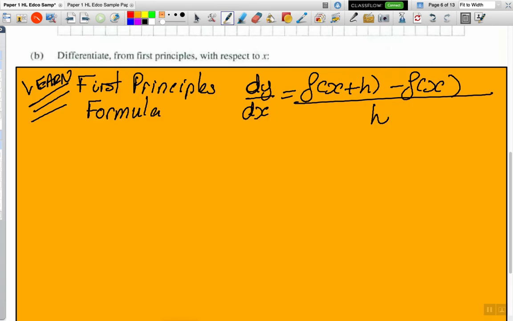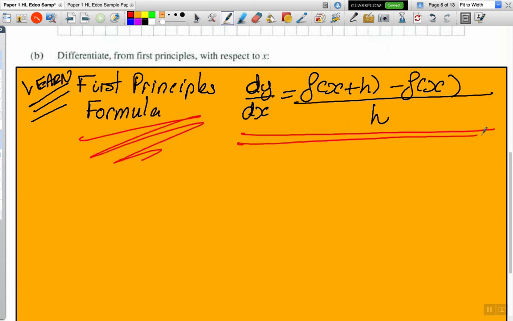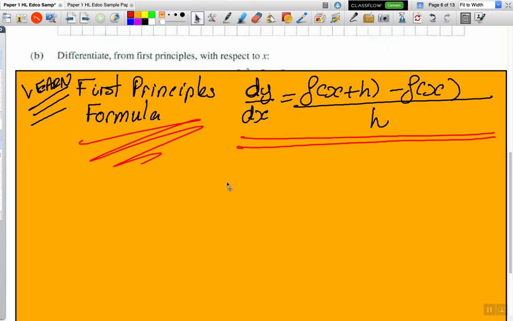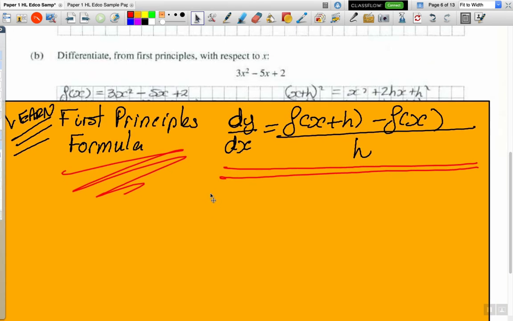Okay, part B, differentiating from first principles. In order to differentiate from first principles, you need the differentiation from first principles formula, and you have to learn it. And there's the formula. Now you've got the formula, quote it, you will get marks. Then, of course, you have to be able to apply it.